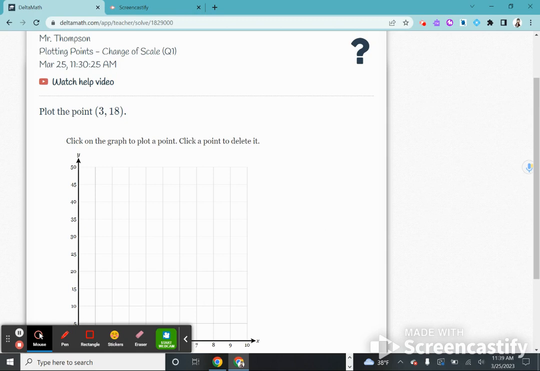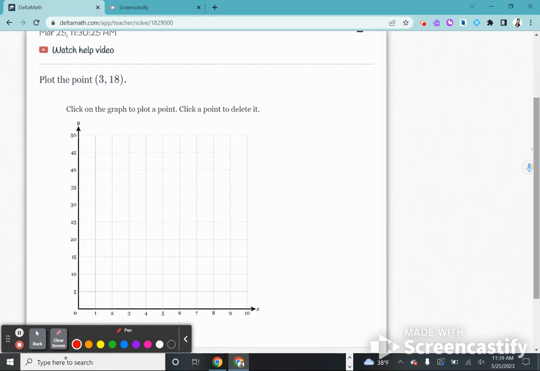All right, so last lesson, guys, you were given a point to plot on the graph, which is what you're going to be doing again here today. Only this time the scale is changing just a little bit here, and we'll talk about what that means in 1 second. So if I can get back, there we go.